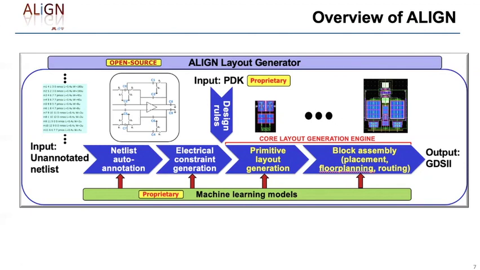We start with the lowest levels of the hierarchy. These are blocks that we call primitives, and we build upwards from the primitives to higher level blocks until we come to the final layout, and we have a GDS for the entire layout. The Align layout generator is open source. The PDKs are obviously not open source for the most part, and so we have abstraction techniques that go from a proprietary PDK to something that could be used.